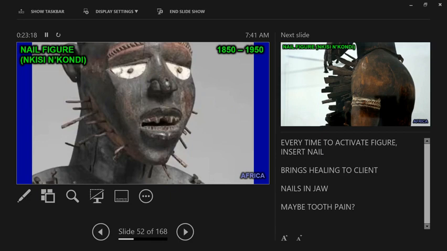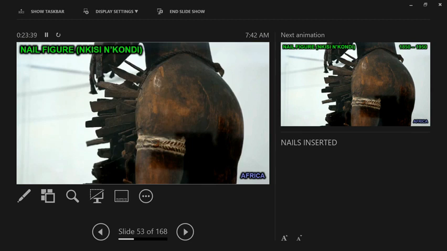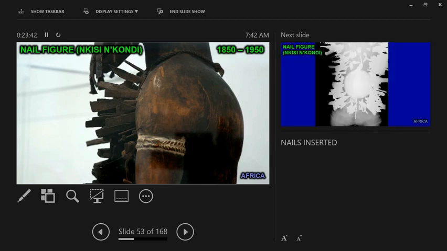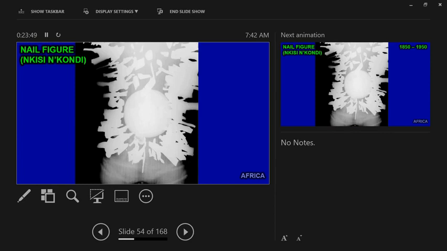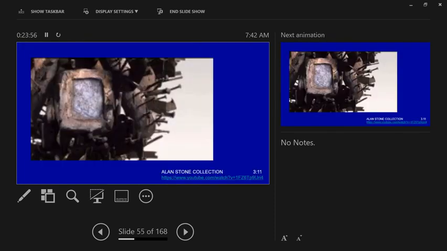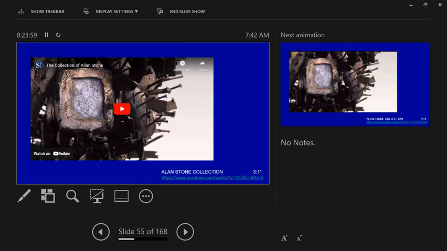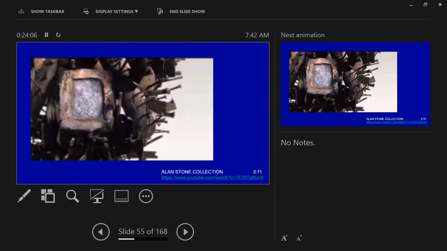Once again, every time the figure is activated, a nail is inserted. So you can see how many times this figure has been activated. It brings healing to the client. They wonder if the nails in the jaw refer to tooth pain. In this side view, you can see the nails that are hammered into the chest. And here is an x-ray of the nail figure and how many nails it has in it. If we have time, we'll come back to this video.